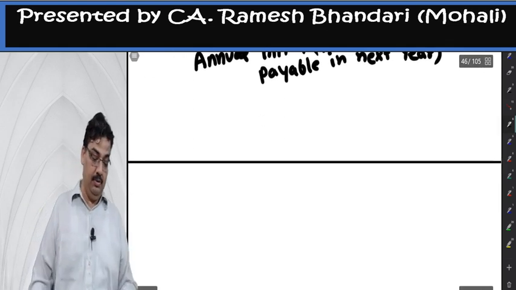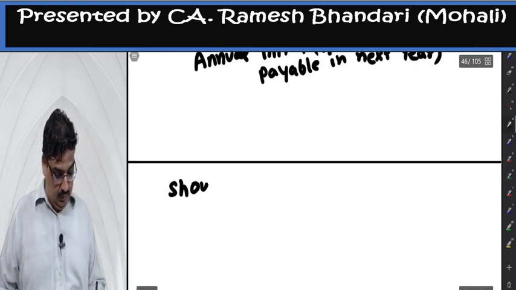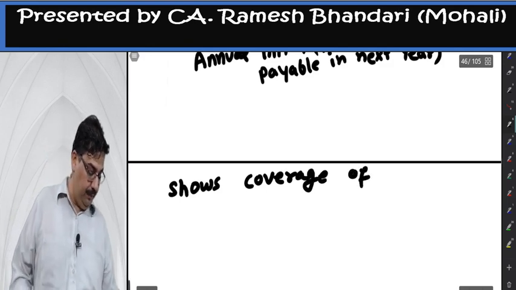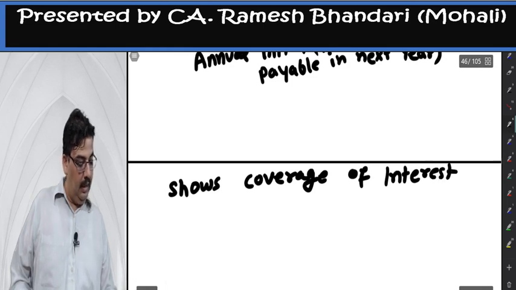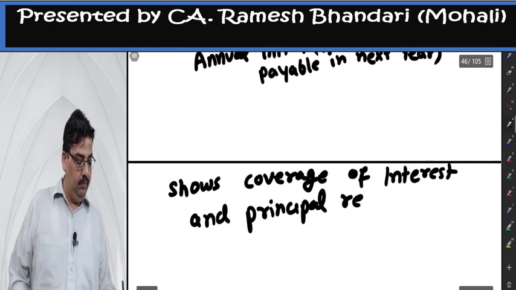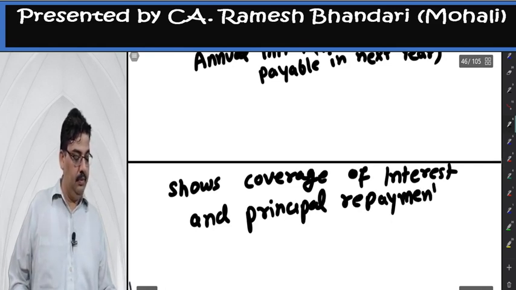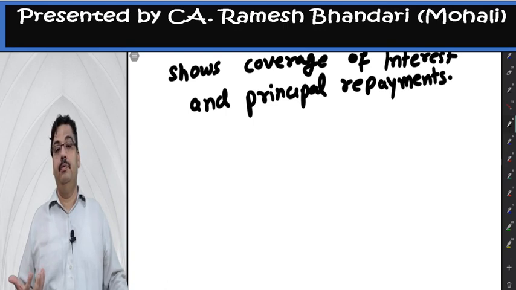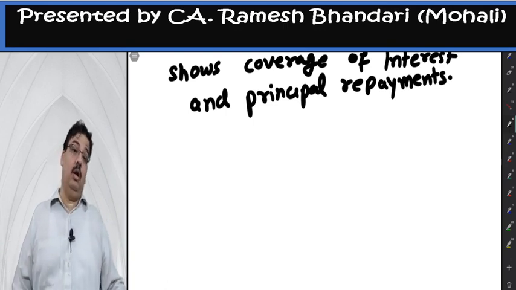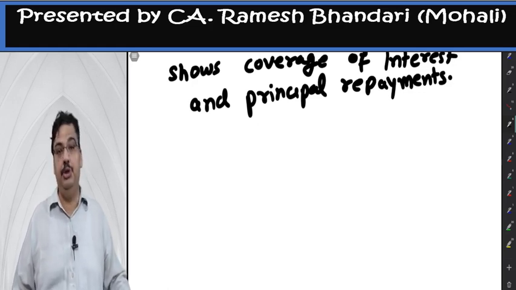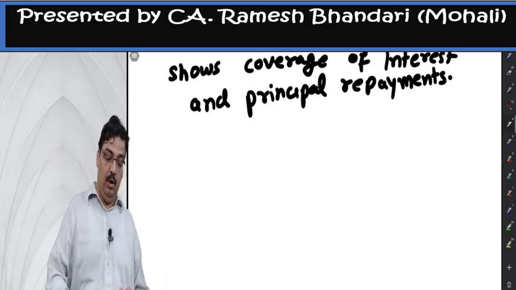Higher it is, better is the coverage. Shows coverage of interest and principal repayments. Higher the ratio, better is the coverage in the minds of lenders. If it is lower, you may not be able to get fresh loans or fresh debentures, you may not be able to issue to the debenture holders. This is the first category, long-term solvency ratios.